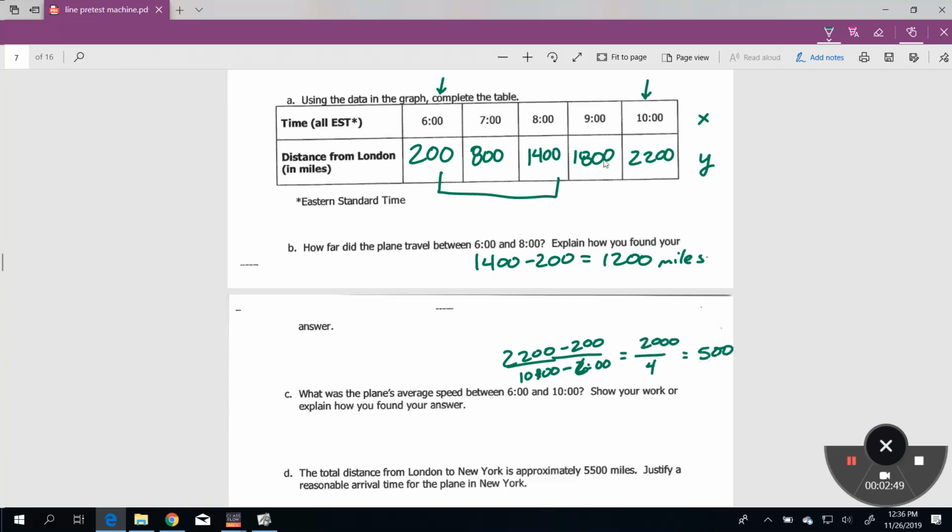Now if I go back up here, these were miles. And these are in hours. So this is miles per hour. Okay.